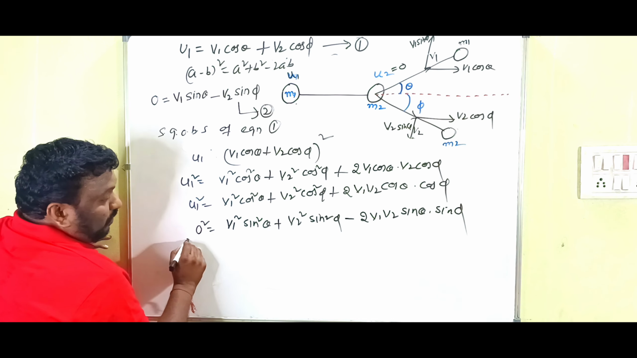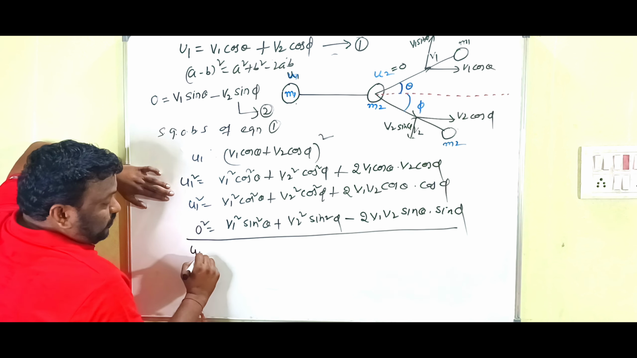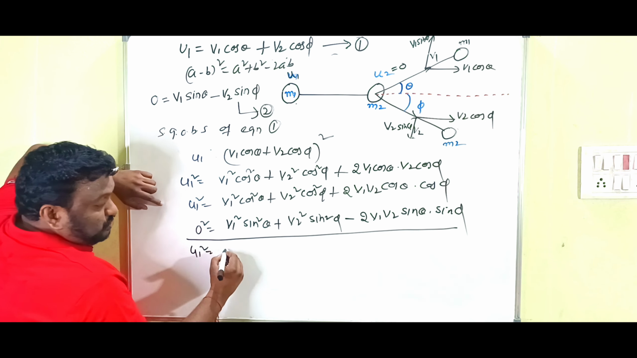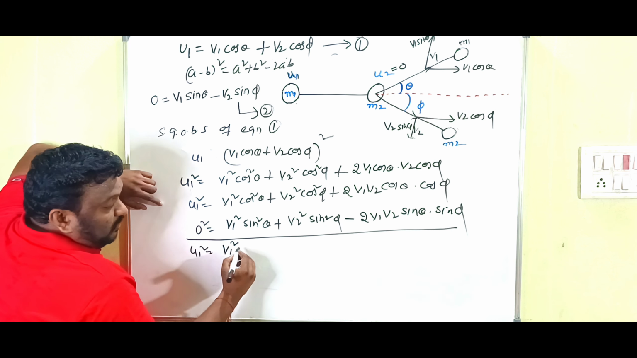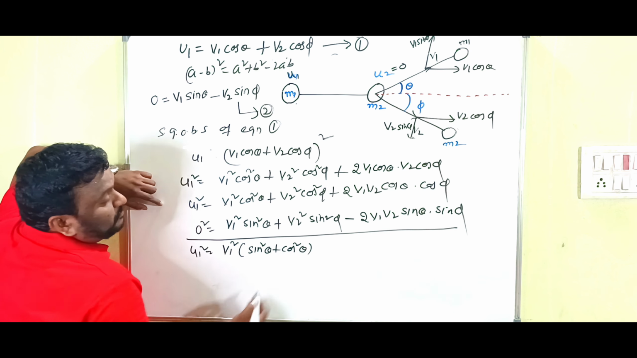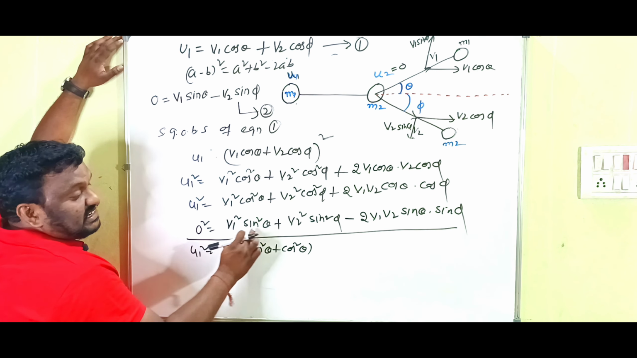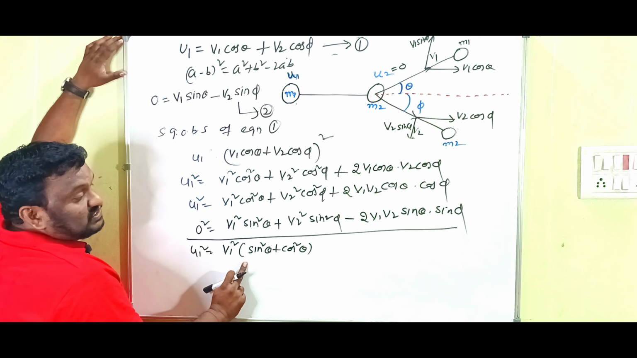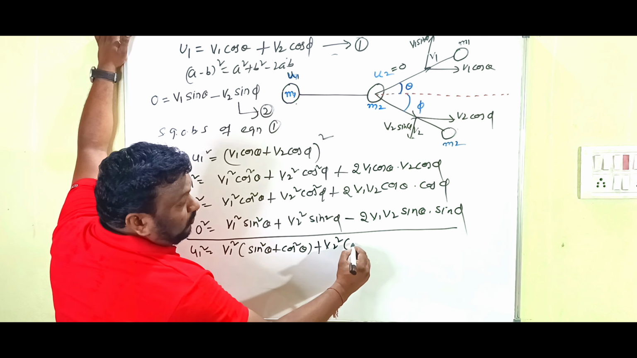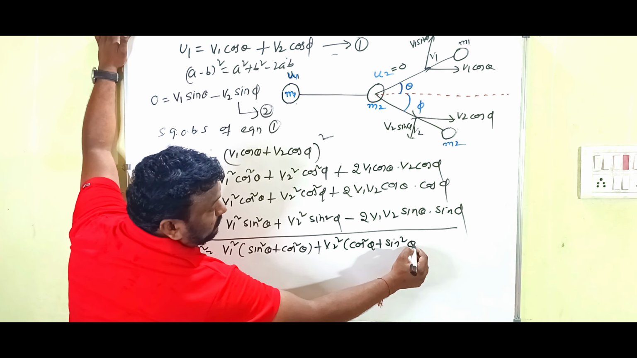Now we have to add these two. What do we get? u1 square plus 0 square is equal to what? u1 square is equal to v1 square of sin square theta plus cos square theta. We are adding these two: v1 square cos square theta plus v1 square sin square theta. Its value is 1. And similarly here v2 square of cos square pi plus sin square pi.